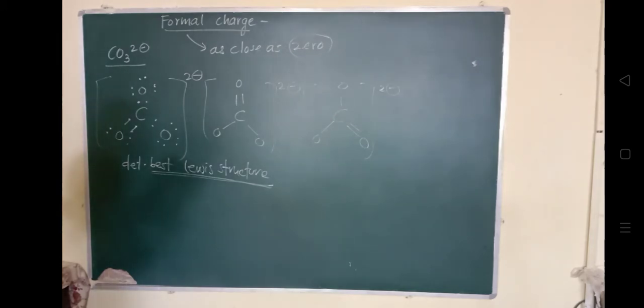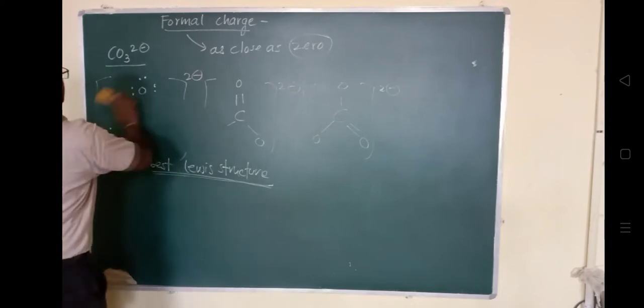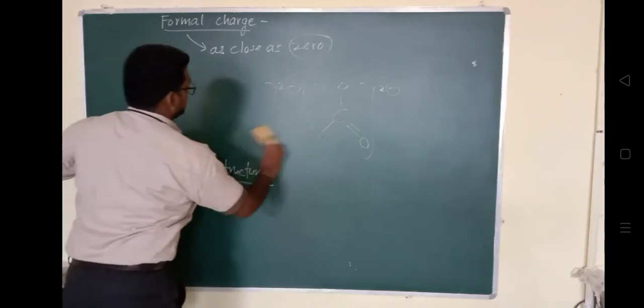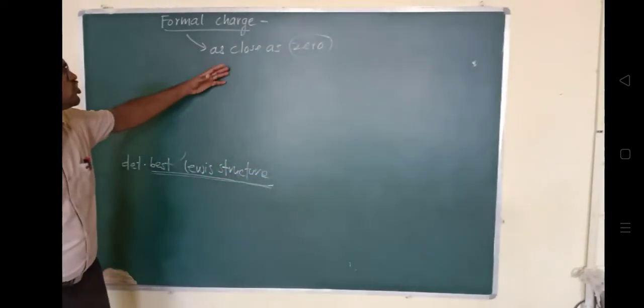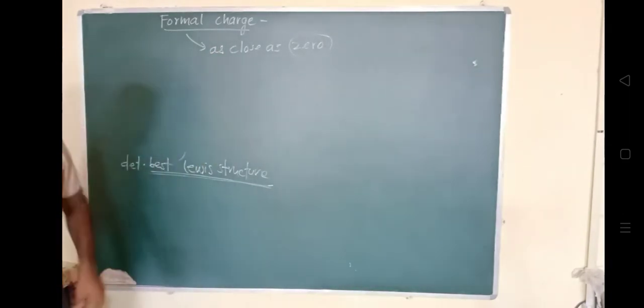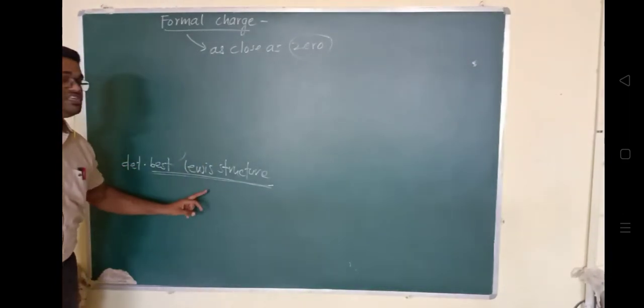So formal charge is assigned to an atom based on the electron dot structure. Right now we have seen this CO3 2-, and this is the electron dot structure. Based on the electron dot structure, we determine a formal charge, and it is expressed mathematically. We will write the mathematical formula for formal charge. What should its value be? It should be as close to zero as possible to have the best possible Lewis structure. This you have to remember.